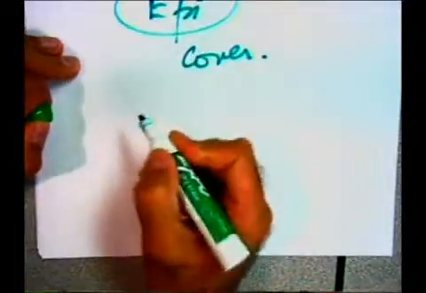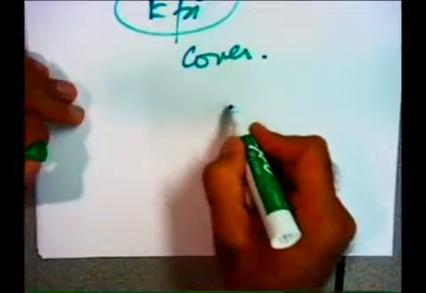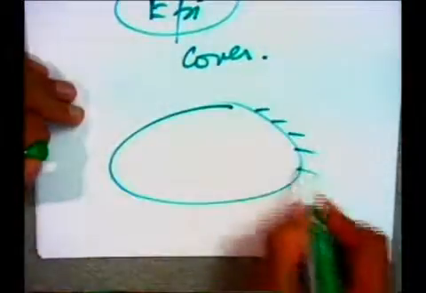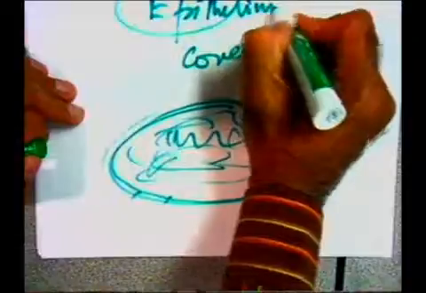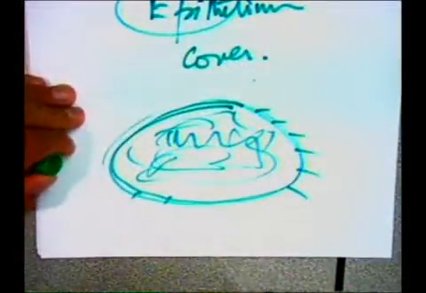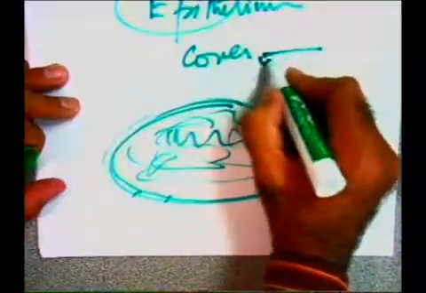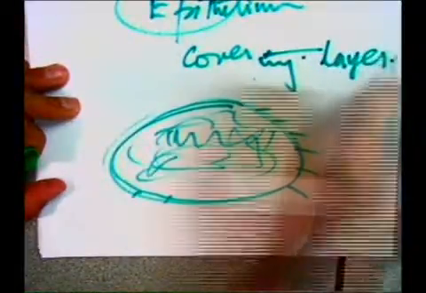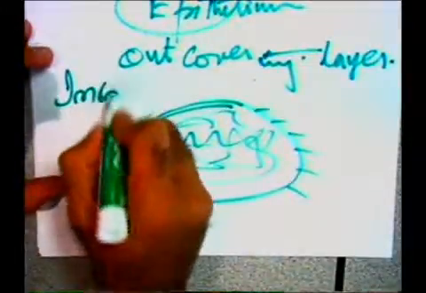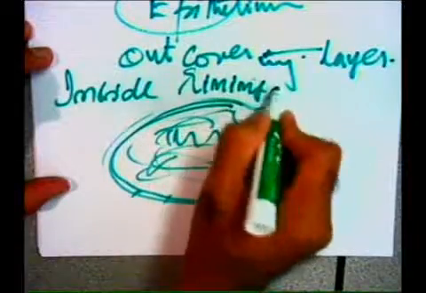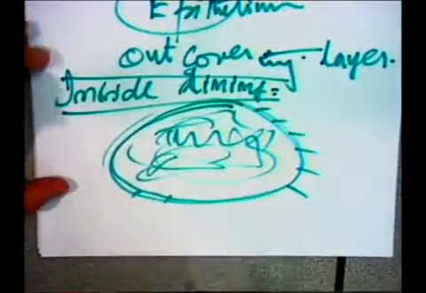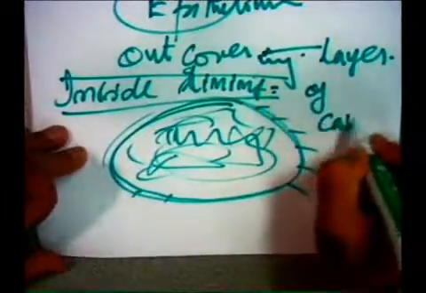Epi, what is epi? Epi means cover, right? It goes on the covering as an outside cover, and on the inside you get all the other tissues. So the covering layer is called epithelium. There are different types of epithelial tissues. We will see that. It also forms an inner lining. So the epithelium is a covering layer, an outside cover, and also the inside lining of the organs, like the inside lining of a cavity.